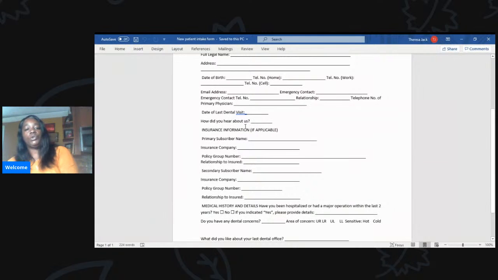So we want to make sure that we are finding out where our new patients are coming from, and we want to also make sure that we are documenting this information that we get from the patient into our software system.